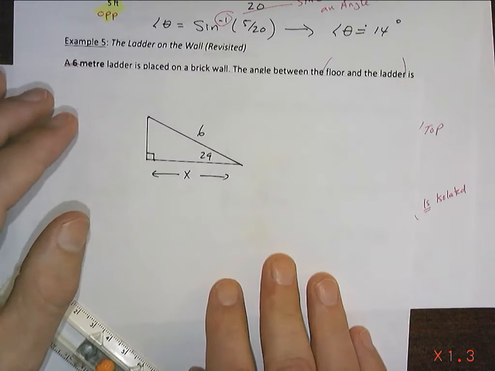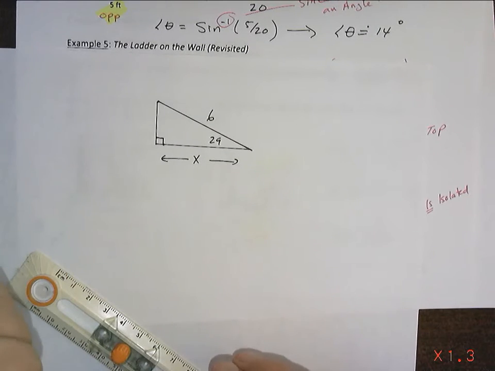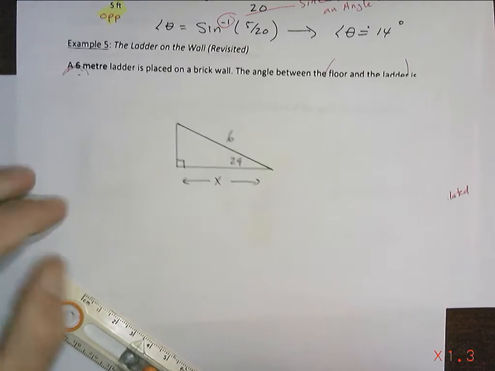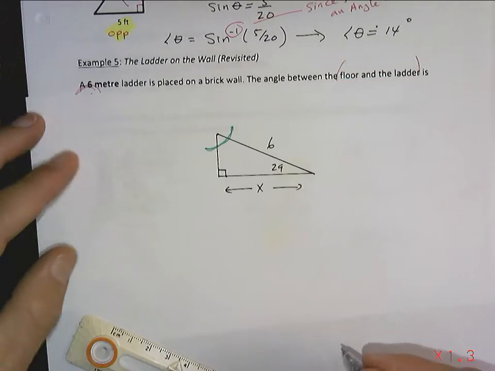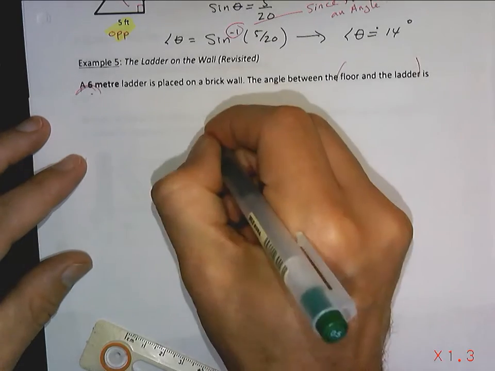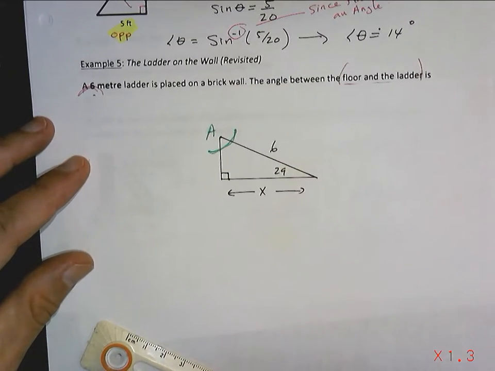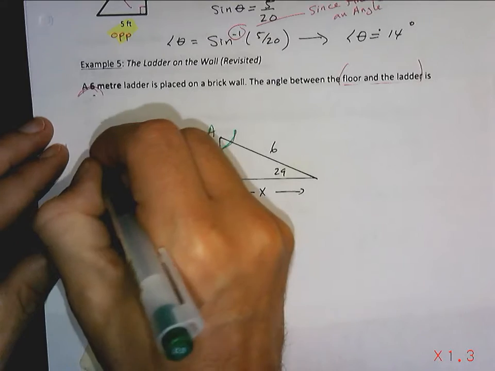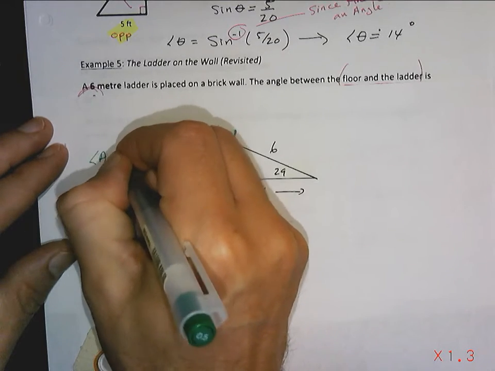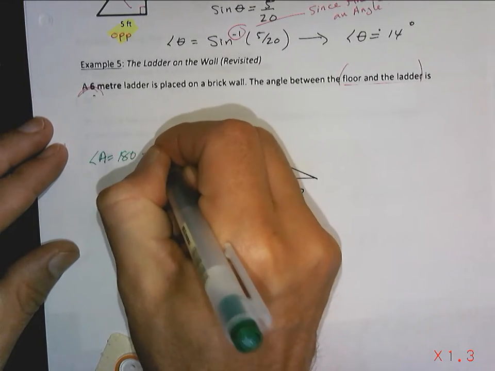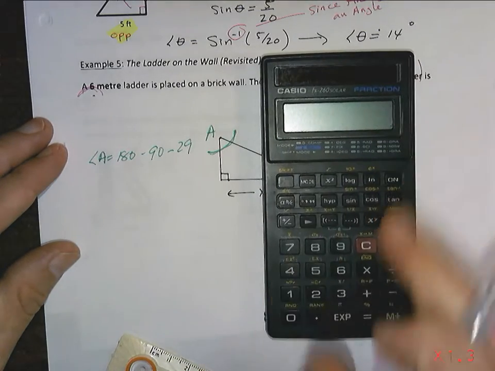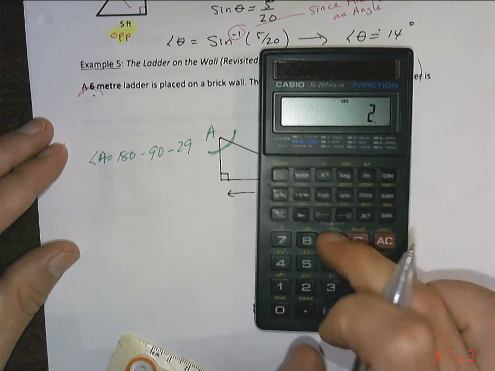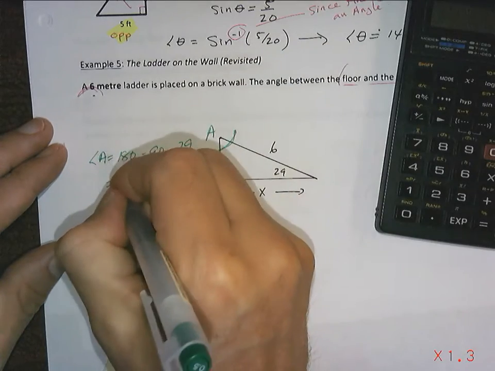I'm about to blow your minds. I'm going to solve it using a different trig ratio. Look how I do it. This angle up here, I'm going to call it A because nothing else is called A, so I might as well call it A. Angle A is going to equal 180 minus 90 minus 29. Which means that that angle up there is going to be 61 degrees.